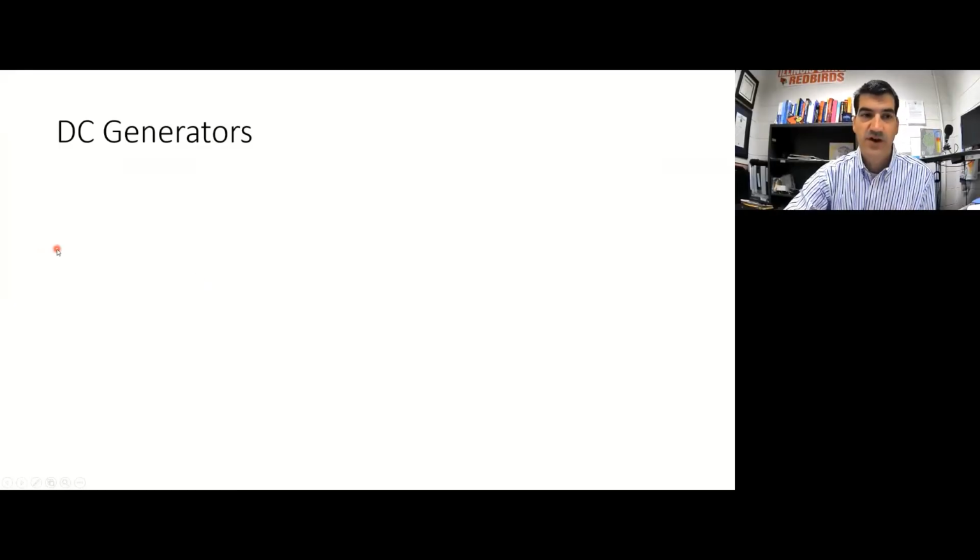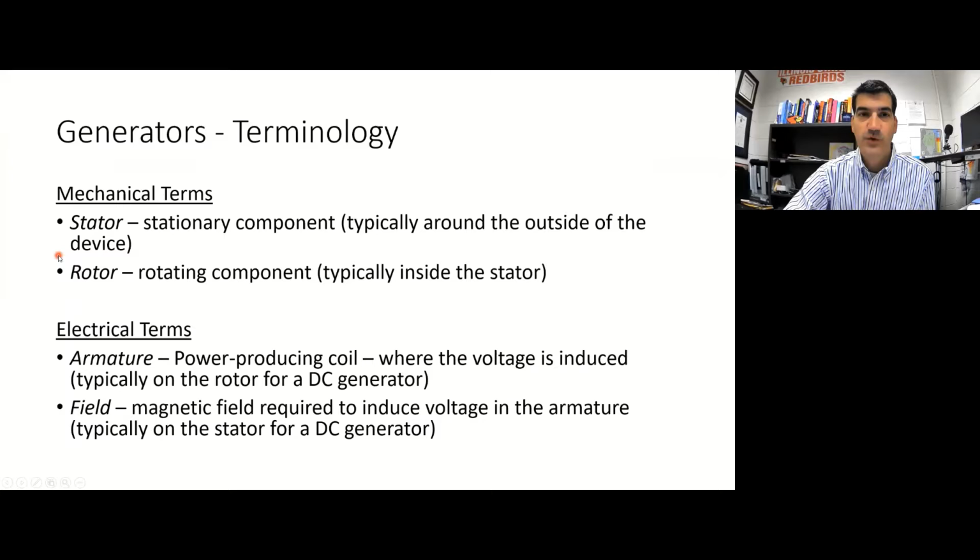All right, this is where we left off last time. We're going to start talking about DC generators. First of all, just a little reminder or refresher of terminology, because I know a lot of this terminology is kind of new for most people. So let's refresh our memories.